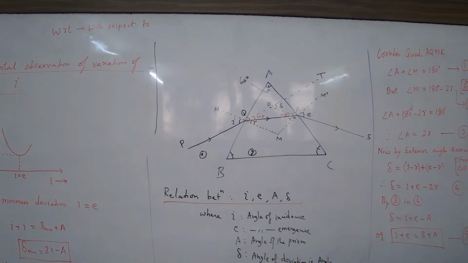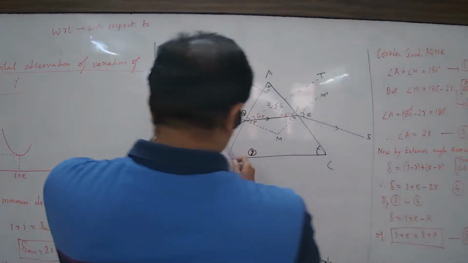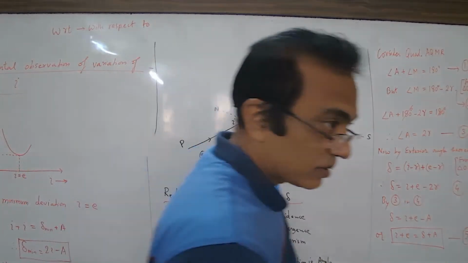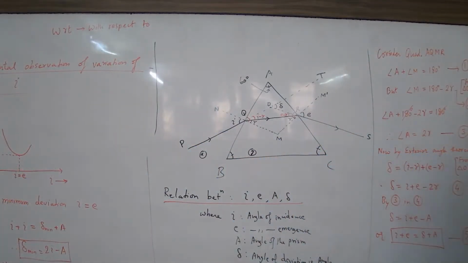ये bend कैसे हो गया? This is straight in the direction of incidence. Am I bending my ray here? This is going straight. Change कैसे हो रहा है? ठीक है, अभी घर में जाके correct करना.